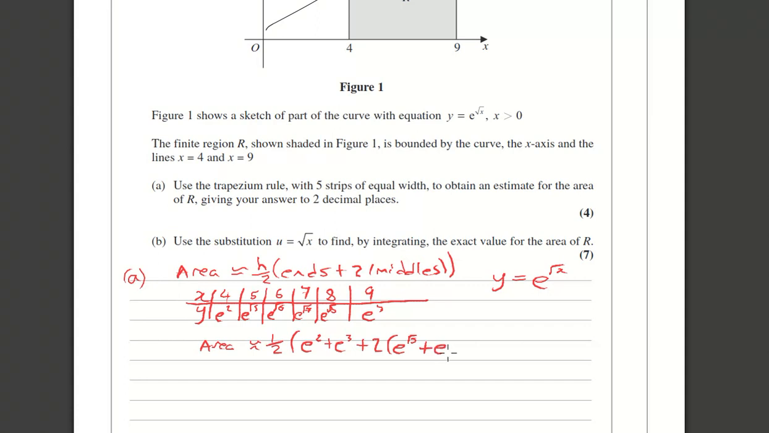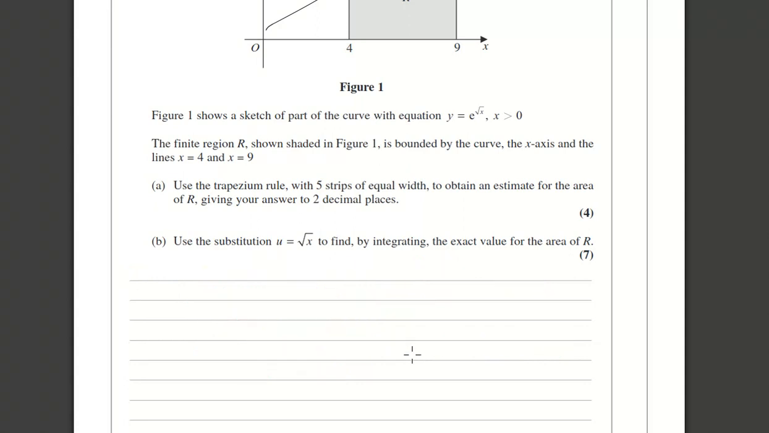So e to the root 5 plus e to the root 6 plus e to the root 7 plus e to the root 8. It's then a job for Mr. Calculator, plug it all in, and you should get 65.69 correct to 2 decimal places. Hope that makes sense.